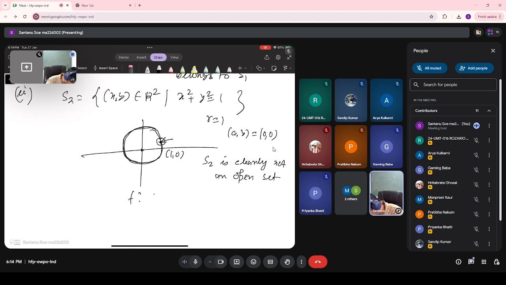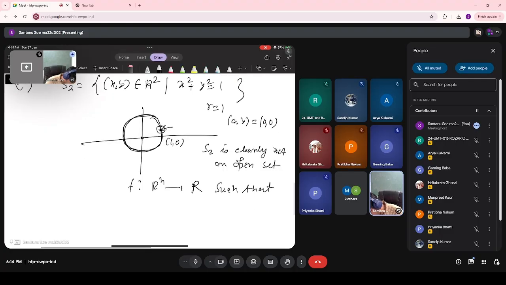is a function from Rn to R such that f is continuous, then the inverse image of a closed set is closed.